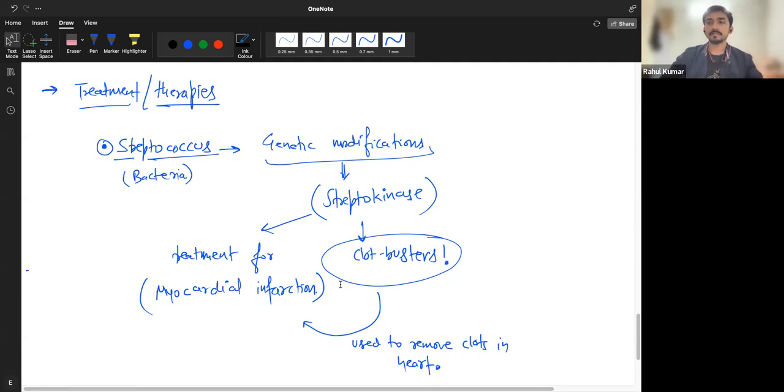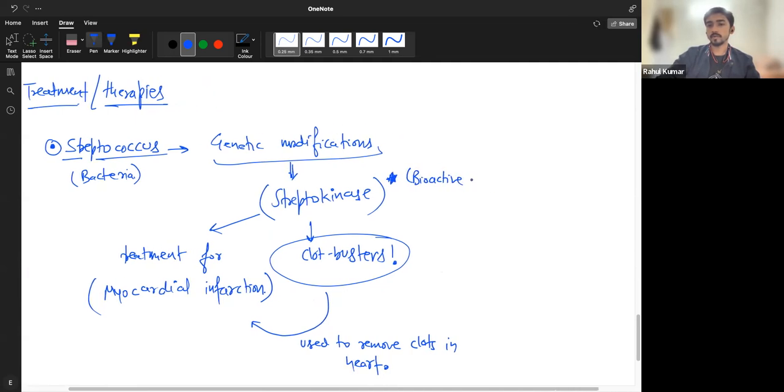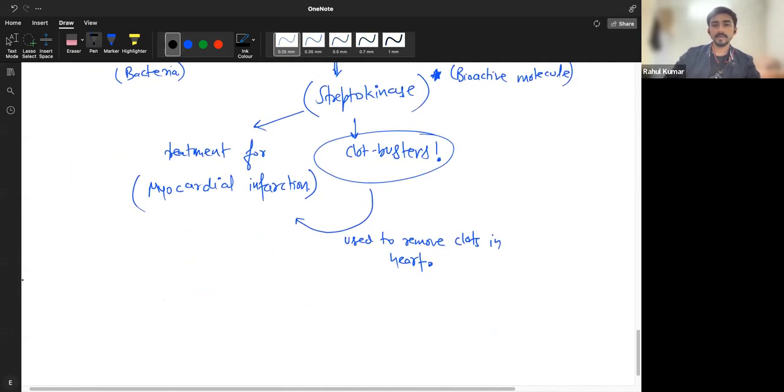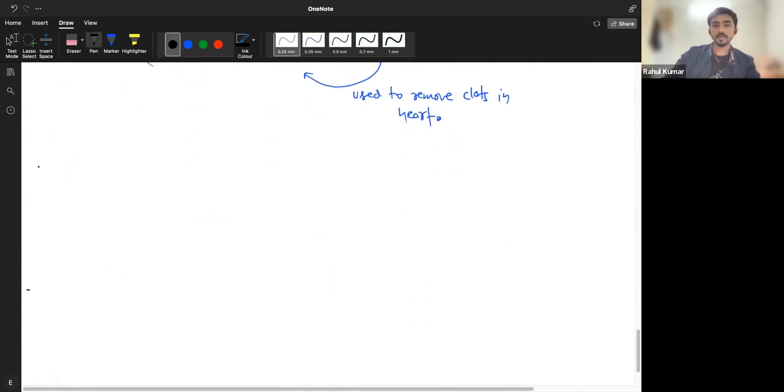Is it clear? So molecules like streptokinase are called bioactive molecules. They have an active role to play in biological systems, which can be helpful for us. Another bioactive molecule, if you have heard of it, is called cyclosporin A. Have you heard of this? Anyone has heard of this?